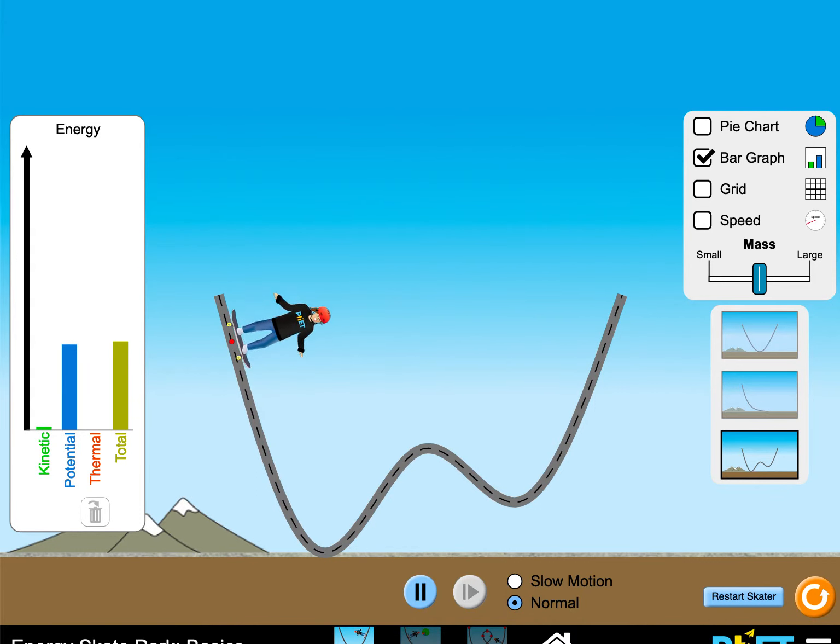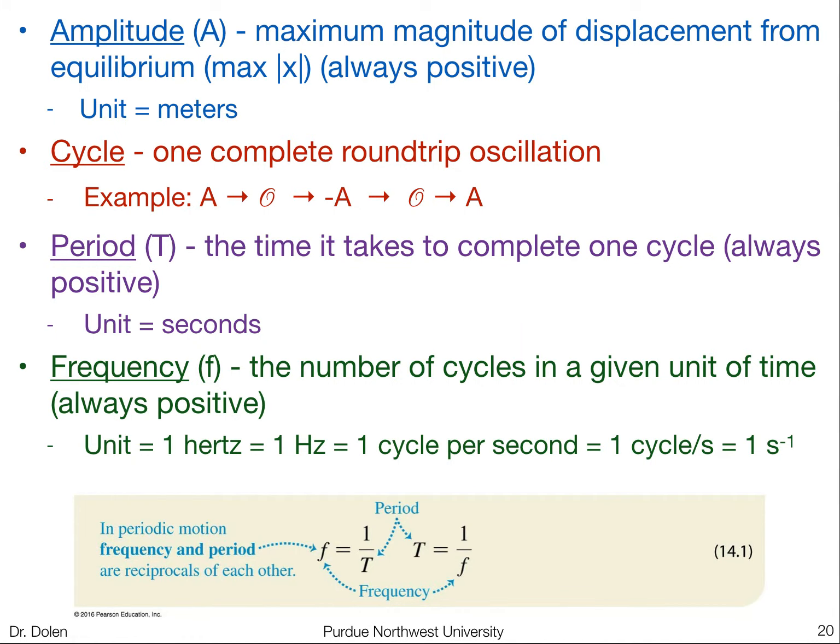So, okay, if we're going to describe oscillations, we need to introduce some language. So let's first introduce the concept of amplitude. This is the maximum magnitude of displacement from equilibrium. All right, so this is something we're measuring in meters. We're going to use the symbol capital A for it. And it's basically your maximum position. Right? So if you're oscillating back and forth between plus 3 meters and minus 3 meters, your amplitude is 3 meters. The next word we're going to define is a cycle.